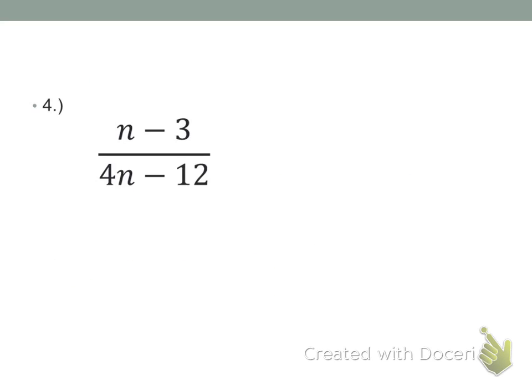Will my numerator factor on number 4? No, it will not. If you want, though, since it's a binomial, you could write it in parentheses to remind yourself that it is stuck together, n minus 3. In my denominator, what can I factor? A 4. What's left over? N minus 3. So what can cancel out? N minus 3's. If parentheses match perfectly, they can cancel each other out.